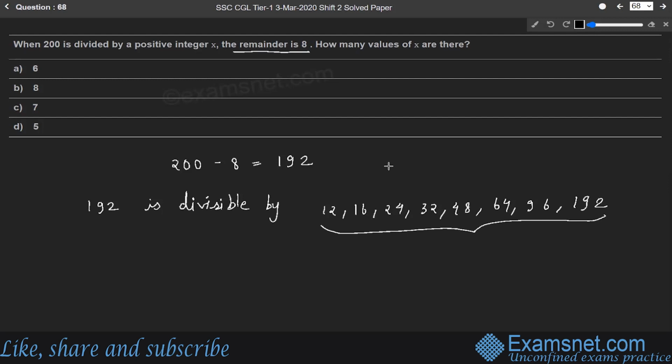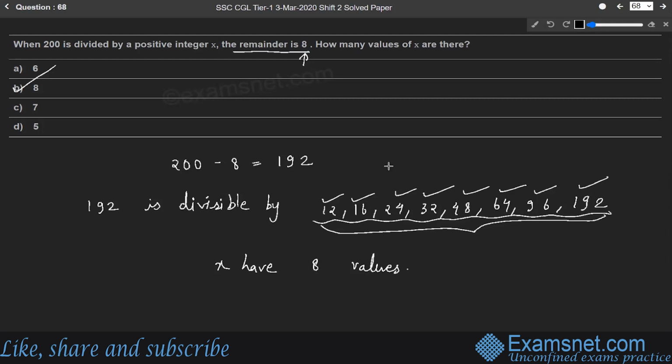So now let us count all these values. 1, 2, 3, 4, 5, 6, 7 and 8. So we can say that x has 8 values. Right? So the correct answer for this question will be option B here. I hope the concept is clear to you. The main concept that you should remember here is, again, we have to take only those values of x which are greater than 8 because the remainder is 8. So values of x cannot be less than 8, right? The values of x will be more than 8. Okay, these are the values of x. We are not talking in terms of counting. We are talking in terms of this condition that all these values are the values by which 192 is divisible. All right.